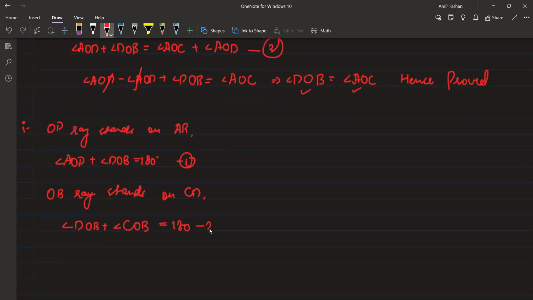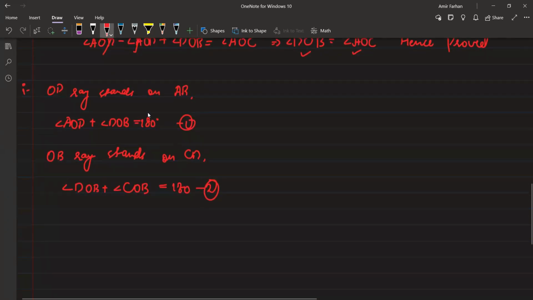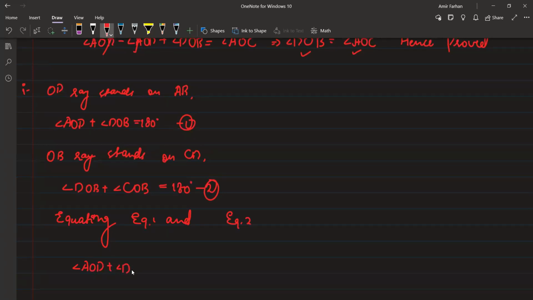So the LHS of both the equations is 180 and 180. Can I equate both of them? Equating equation 1 and equation 2, it would be angle AOD plus angle DOB equals angle DOB plus angle COB. Clear?